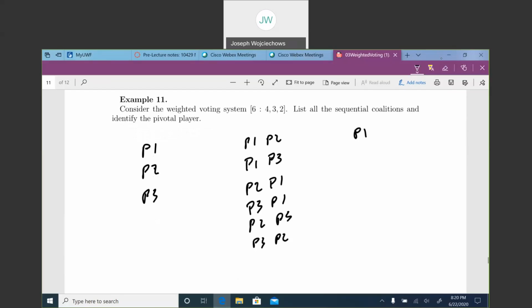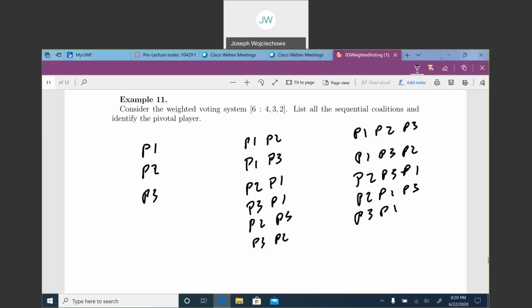And we could have player 1, player 2, player 3; player 1, player 3, player 2; player 2, player 3, player 1; player 2, player 1, player 3; player 3, player 1, player 2; player 3, player 2, player 1. These are all our possible coalitions.